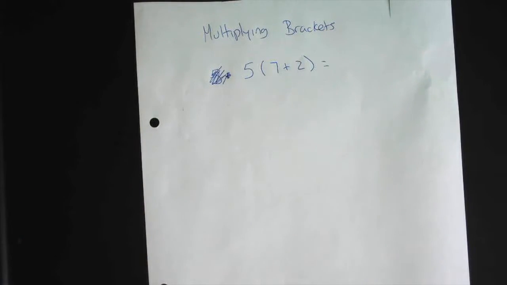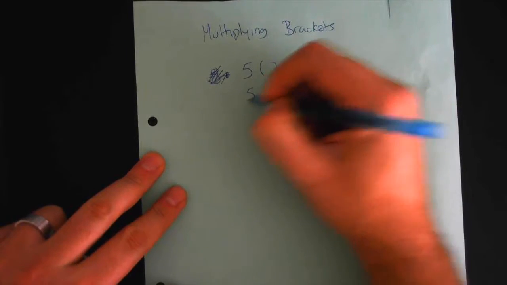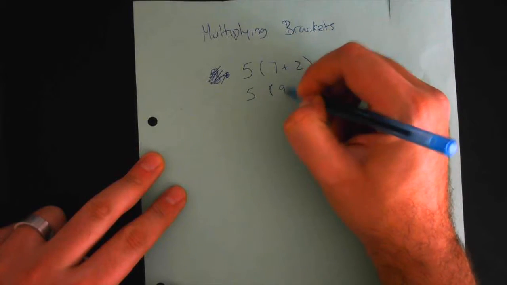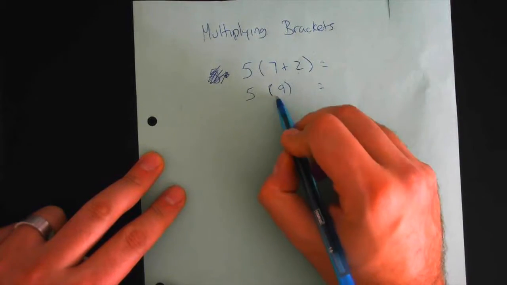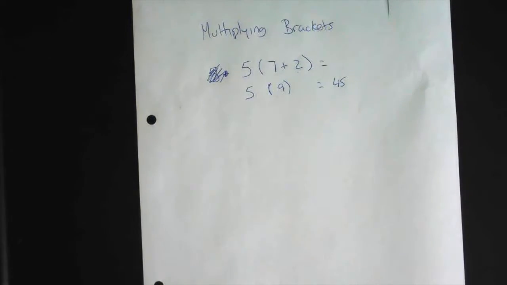According to BEDMAS, what do you need to do first? Brackets. And the brackets is what? 9. So you would normally do it 5 bracket 7 plus 2 is 9, and then 5 times 9 is 45. Well, today we're going to teach you another way of doing this.